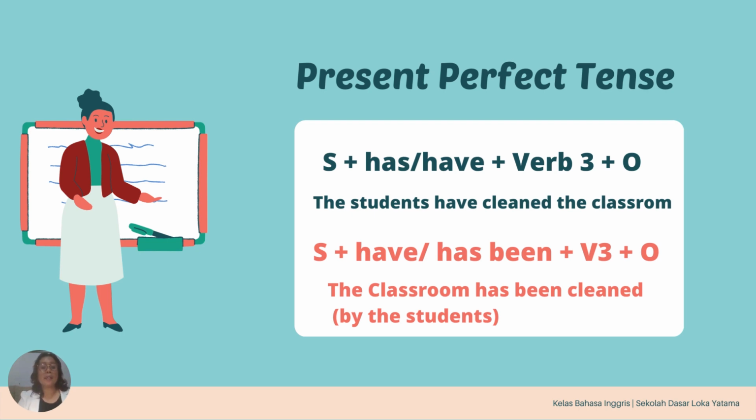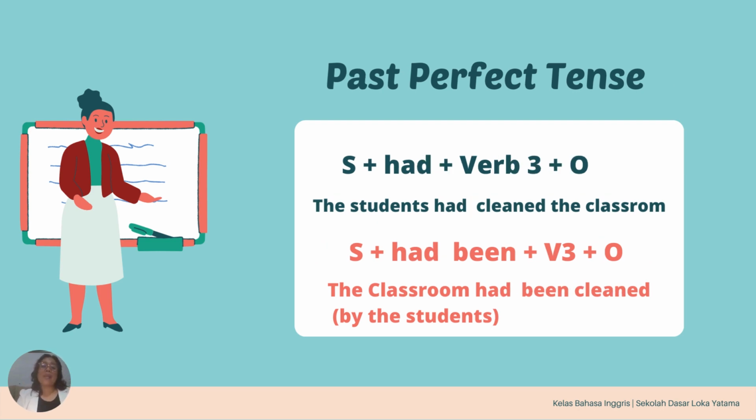Okay, focus on this active one, the students have, while in the passive one we use has here. It's because the classroom uses has, not have. It's singular, so it's has. But the students in this active example are plural, so we have to put have. Okay, so there's the difference. Remember, guys, it depends on the subject.